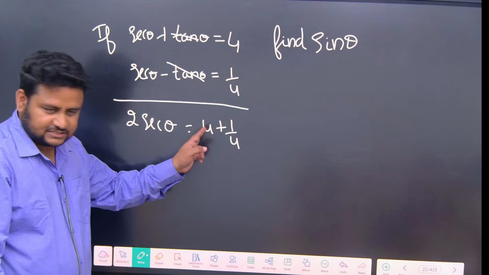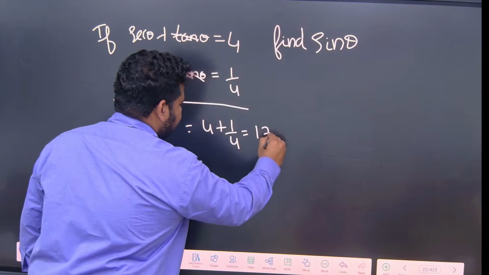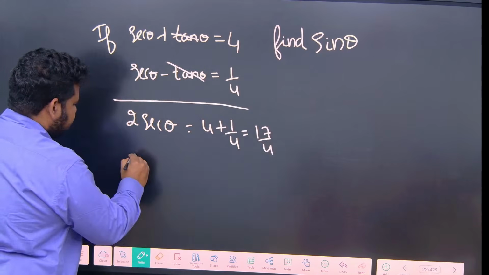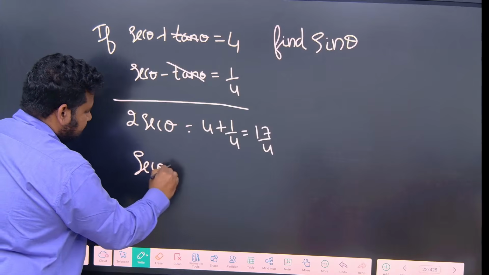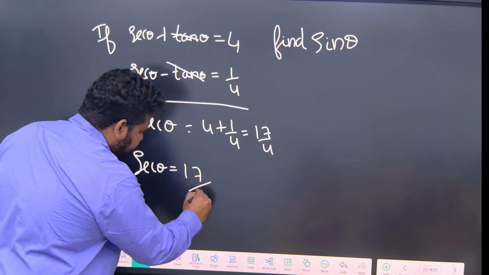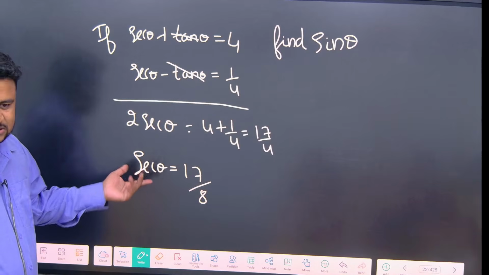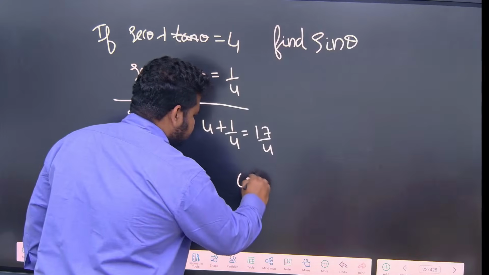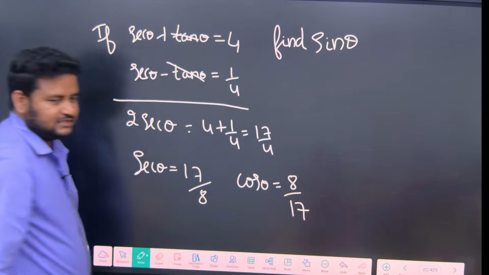4 fours are 16, 16 plus 1 is 17, so this will be 17 by 4. What will happen to secant theta? Focus here: 2 comes down, so this becomes 17 by 8. Once I get secant, definitely I can get cos. Cos theta is 8 by 17.